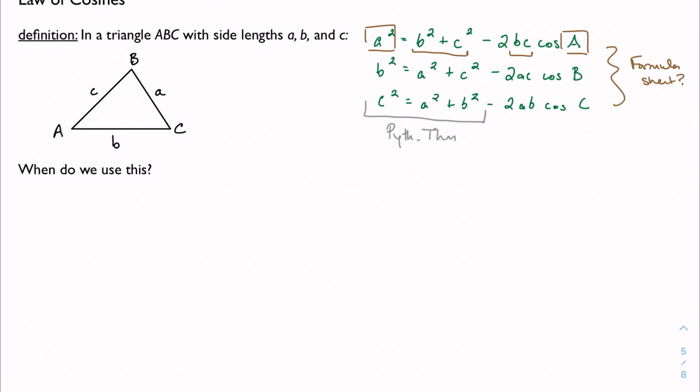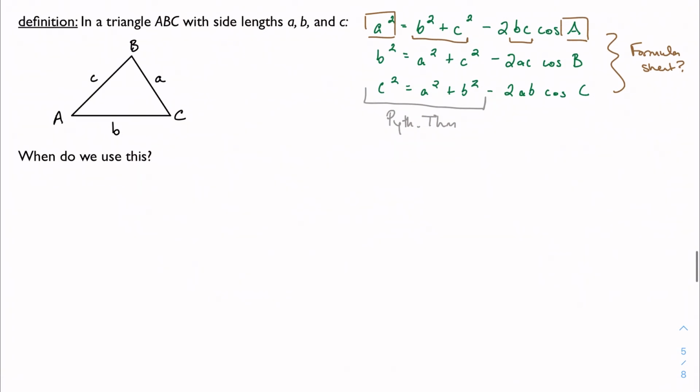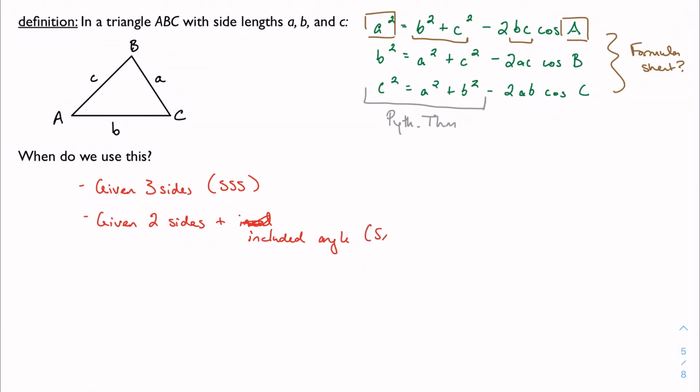So when are we going to use this? We're going to use this in 2 cases. If we're given all 3 sides, which would be my SSS case, and if we're given 2 sides and the included angle, that would be SAS.